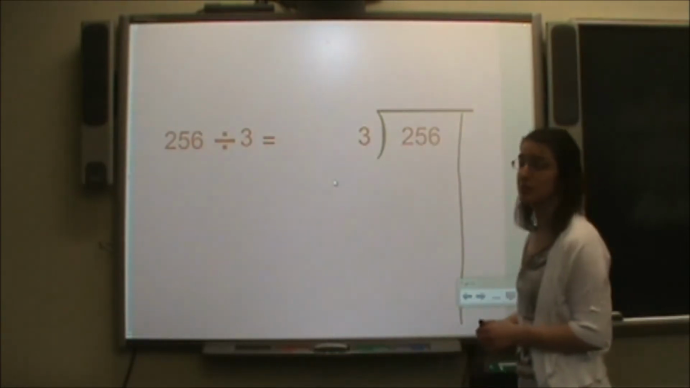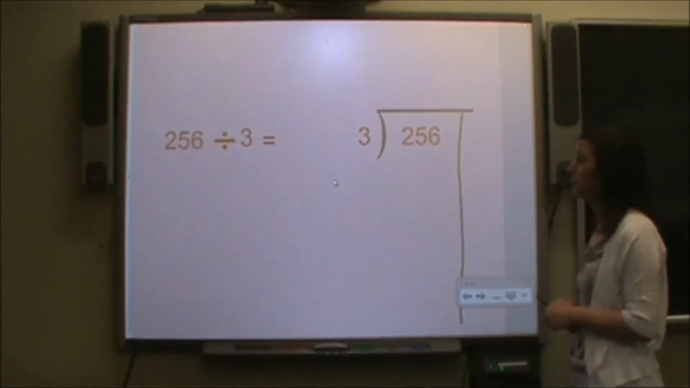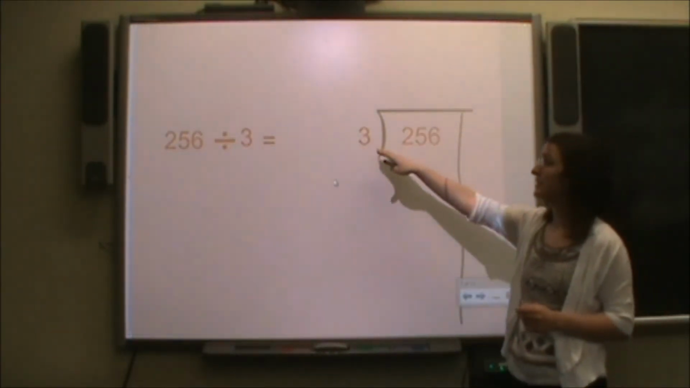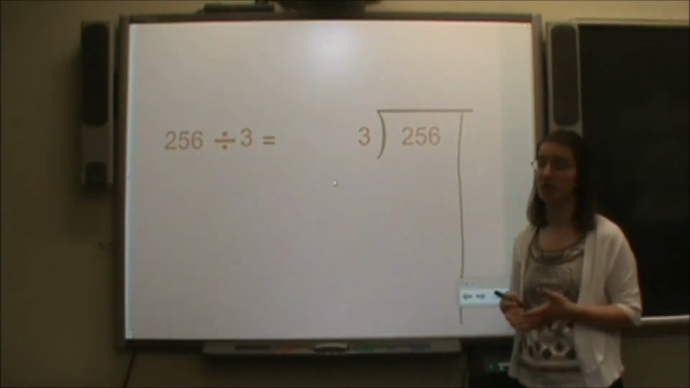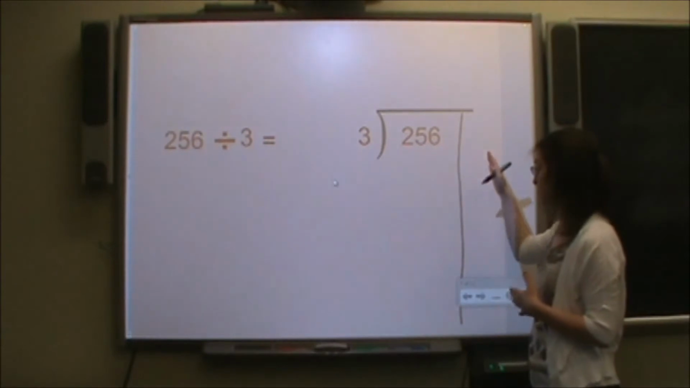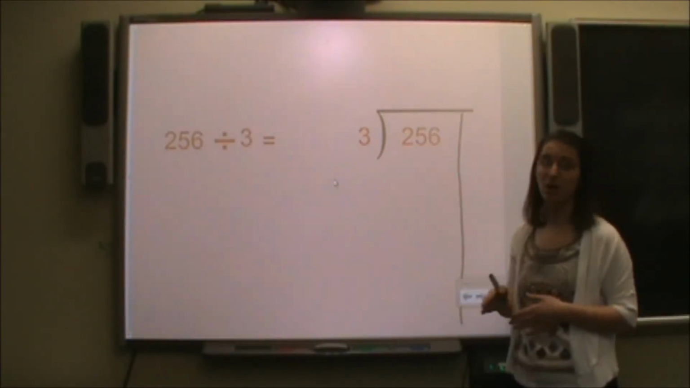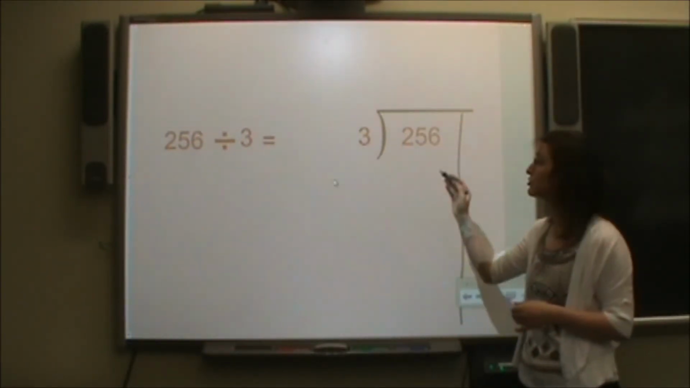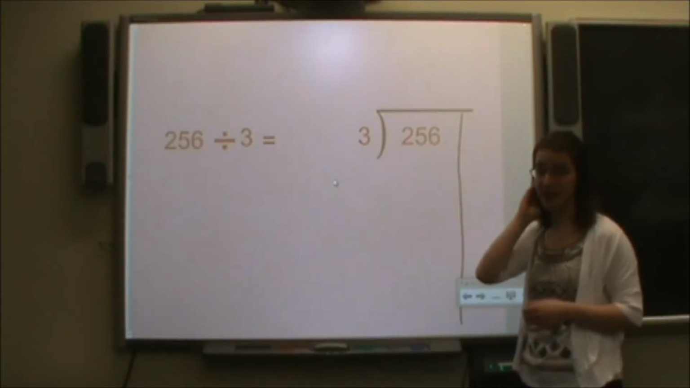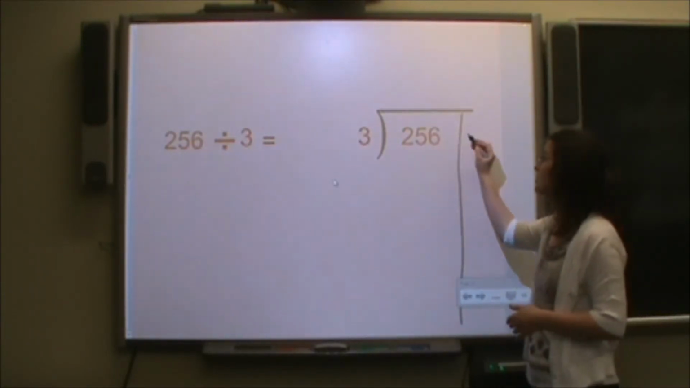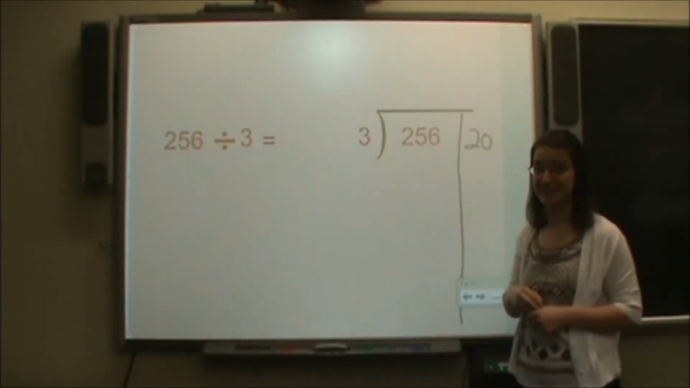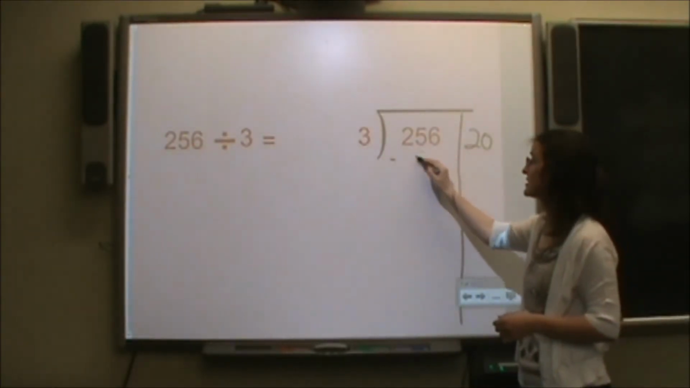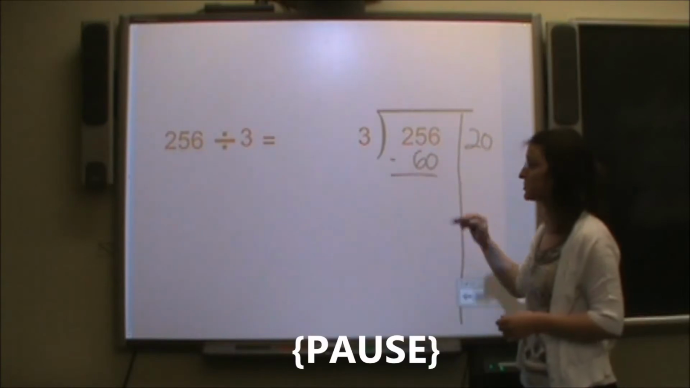All right, so now that you have written it out, you're going to ask yourself how many times 3 can go into 256 without going over. And then you're going to put your partial quotients as you find them along the side. Don't forget to subtract however many are in that number of groups. So if I say 20, I know that in 20 groups of 3, that's 60, so I have to subtract 60 because I've put 60 in groups so far.